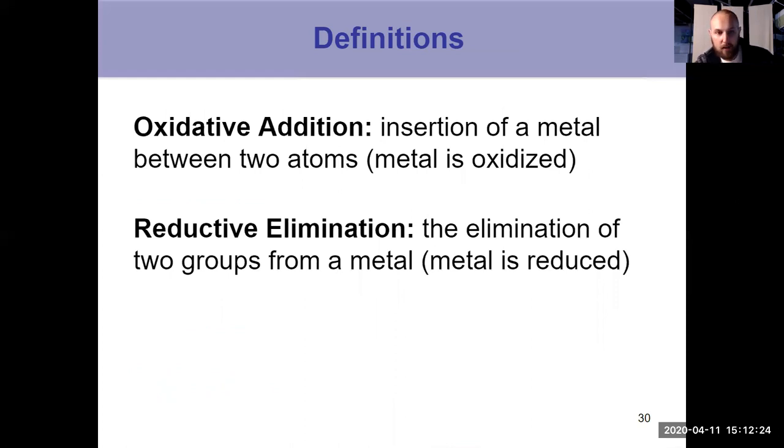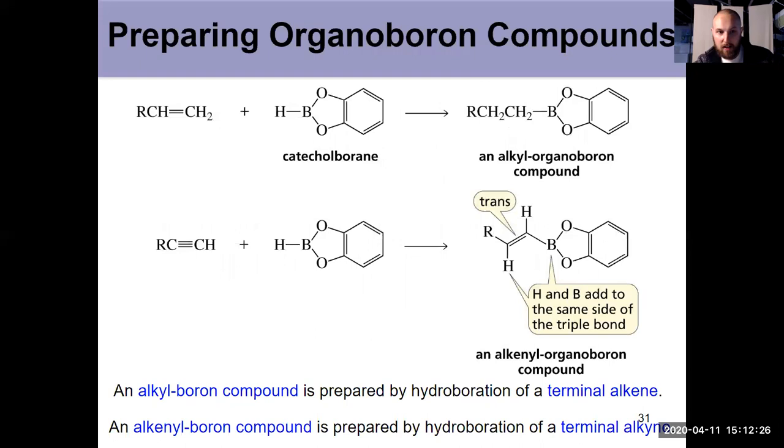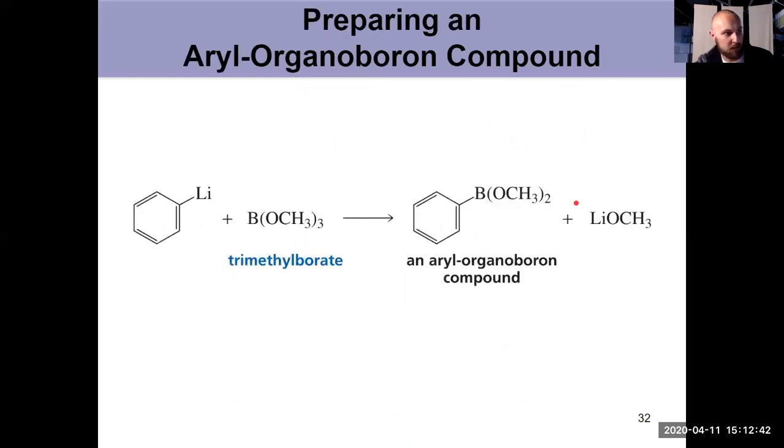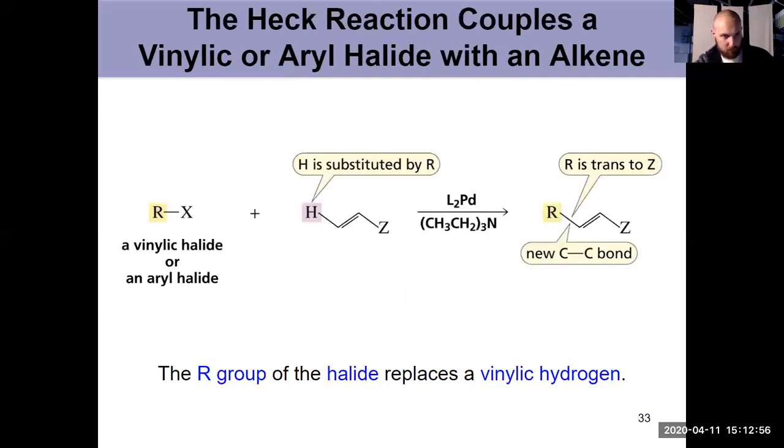The other question, where do the organoboron compounds come from? Basically, you just take a terminal alkene or an alkyne and you do a hydroboration, but then you don't do the oxidation. And then you get your organoboron compound. You can also prepare it from an organolithium. Take an organolithium, react it with a borate, do a ligand exchange there, and bam, you've got your aryl organoboron compound. So that's everything Suzuki. How about Heck?